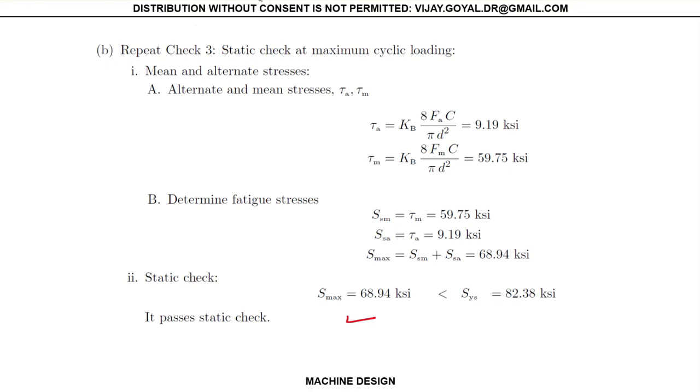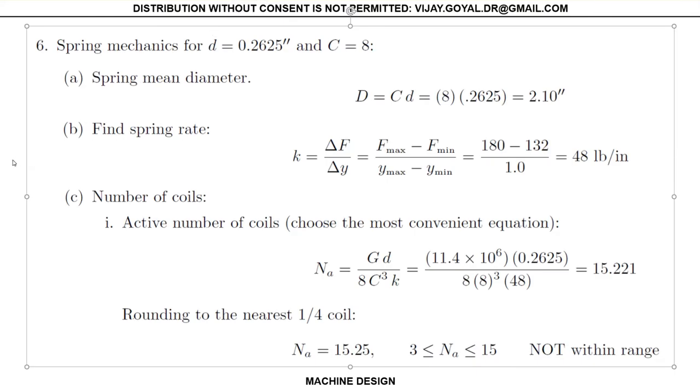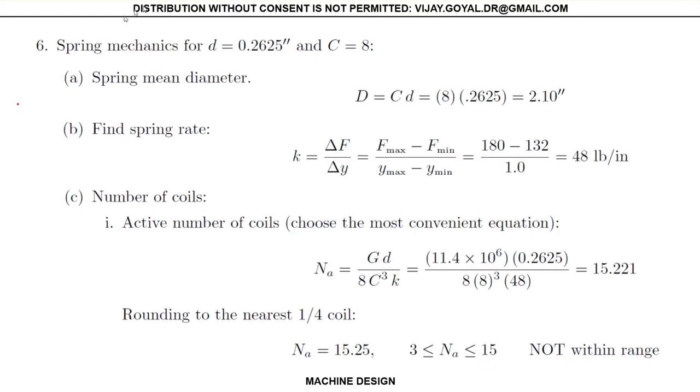Okay, to do that, what I'm going to do is that we're going to save ourselves some time here, and this is just from static analysis. So using d equal to this. So doing the analysis, sorry about that. So using d equal to 0.2625 and c equal to 8. You need to find your spring mean diameter. That's 8 times 0.2625, and this is equal to 2.1.